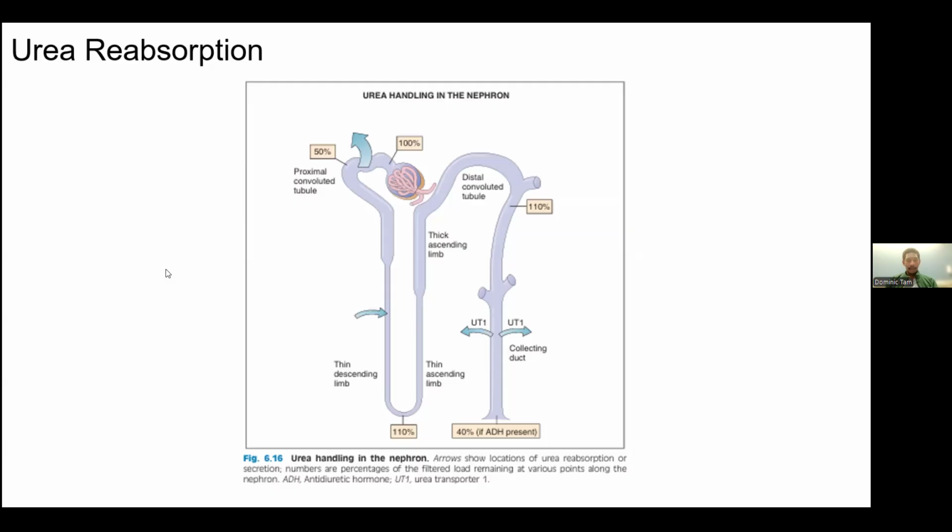Right? And in the presence of ADH, right, urea is going to be reabsorbed by our UT1, our urea transporter 1, moving down a concentration gradient from the lumen into the interstitial fluid of the inner medulla.